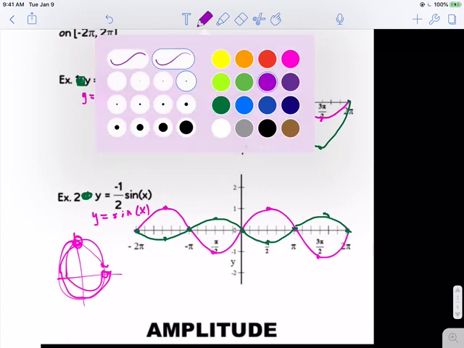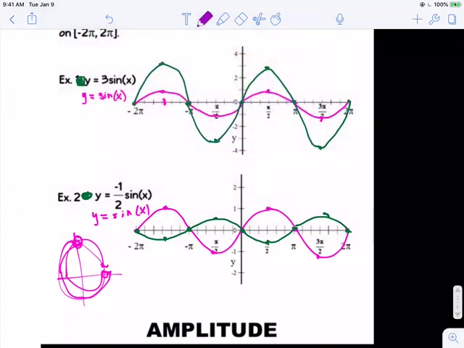Okay. I took care of graphing first because that's the hard part. What's the amplitude of my green graph for the first one? 3. I look right here. The height of any one hump is equal to 3. What about for this one? It's equal to 1/2. You got it. It's not negative 1/2 because we take the absolute value.